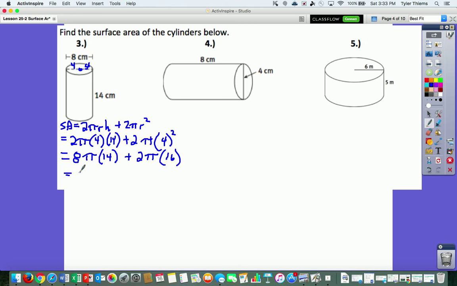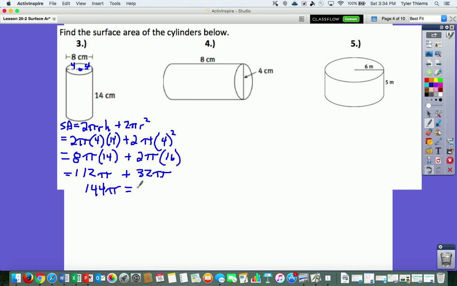Now I'll go ahead and multiply. So 8 times 14 is 112. Whoops, 112 pi. Plus 2 times 16 is 32 pi. Add those two together. Let's see, 112 plus 32 is equal to 144 pi. So this one doesn't say to keep it in terms of pi.